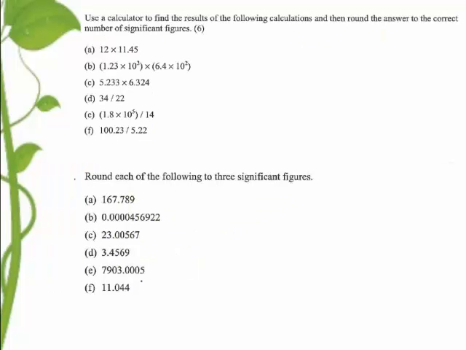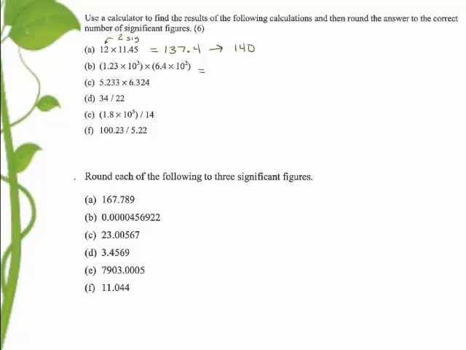Let's try some multiplication. If I do 12 times 11.45, I get 137.4. Now, I have 2 significant figures and 4 significant figures. I have to round this to 2 significant figures. So I need to round this to 140 because 140 only has 2 significant figures.